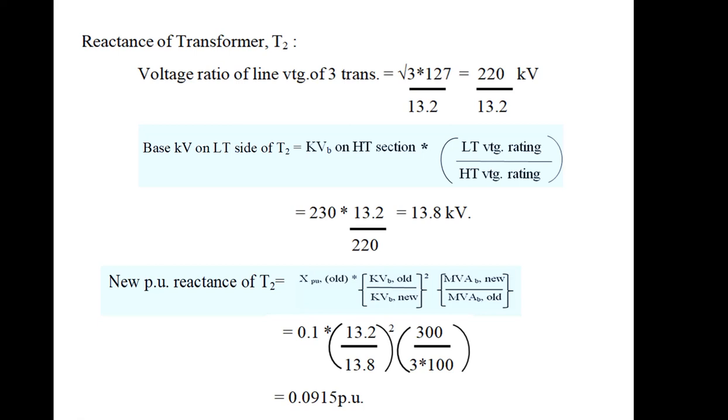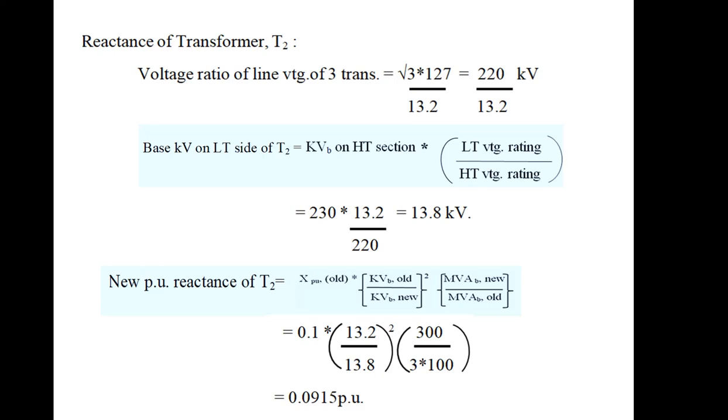Next to be found is for transformer T2. Here the voltage ratio of the line voltage is root 3 times that of the transmission line. We multiply by root 3 because there is a change here, delta to star and star to delta connection.